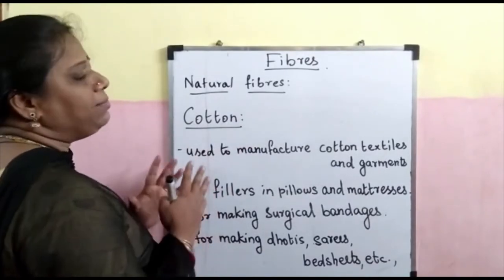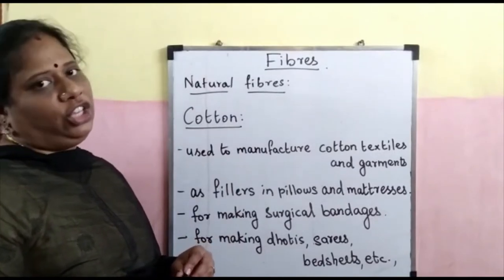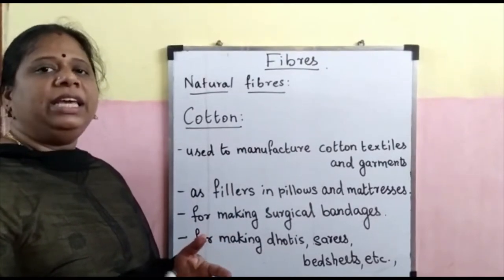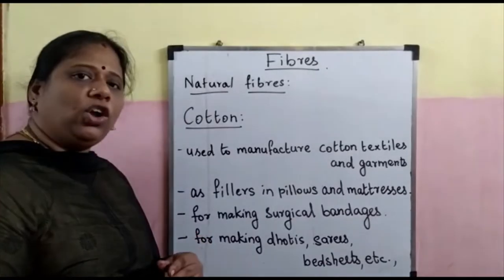By various methods, we make fabric cloth from yarn. That is by ginning, spinning, weaving, knitting. In this process, it is made into a cloth, isn't it?